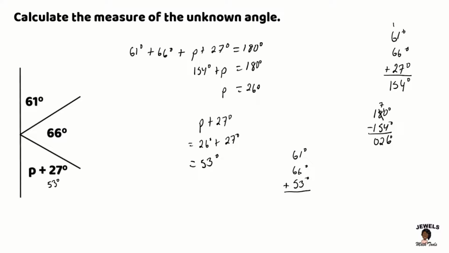So 6 plus 1 is 7, 7 plus 3 is 10. We put our 0, carry the 1. 6 plus 1 is 7. 7 plus 6 is 13. And 13 plus 5 is 18. So we see that when we sum these angles up together, they do indeed add up to 180 degrees. And remember, checking is just as important as working out to find the measure of your unknown angle.